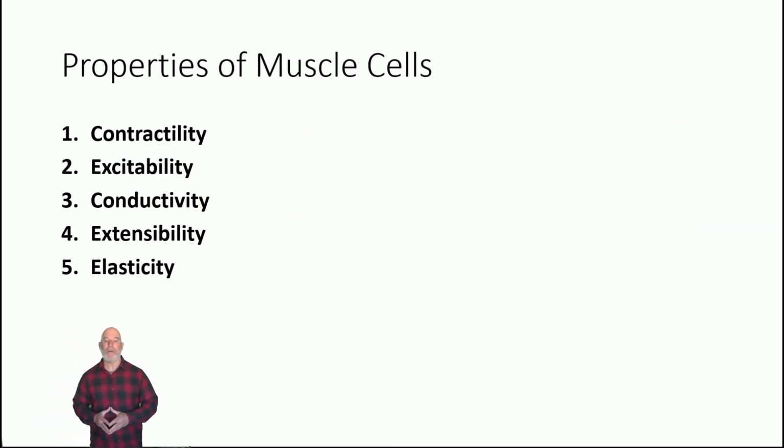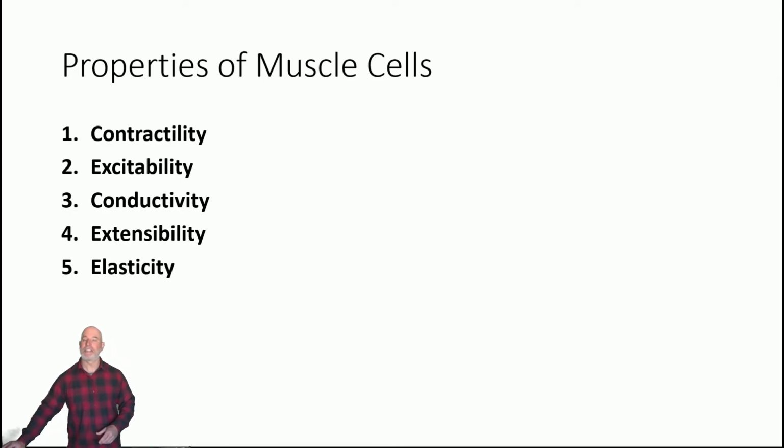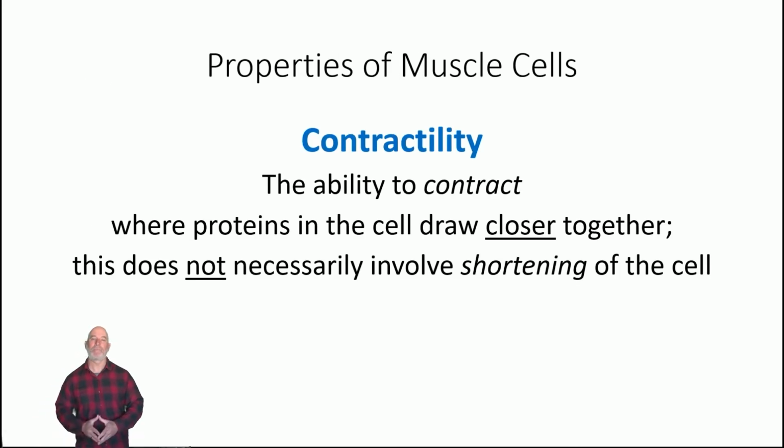There are several properties of muscles that are important: contractibility, excitability, conductivity, extensibility, and of course, elasticity. Let's take a closer look at each one of these. Contractibility. All right, I mean, the name says everything, right? How well can a muscle contract? And when a muscle contracts, the proteins inside the muscle are being drawn closer together, okay? Now, this doesn't have to shorten the cell. I mean, you can flex right here. I'm not shortening the cell, causing a movement, but often it does.